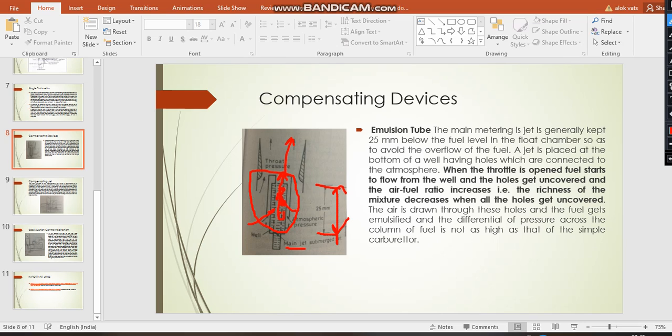Since the richness decreases, the main function of this emulsion tube is to make the mixture leaner. The emulsion tube operates in the region BC, when we require a leaner mixture. So we can very well note its function, and we can go to the other device which is given on the next slide.